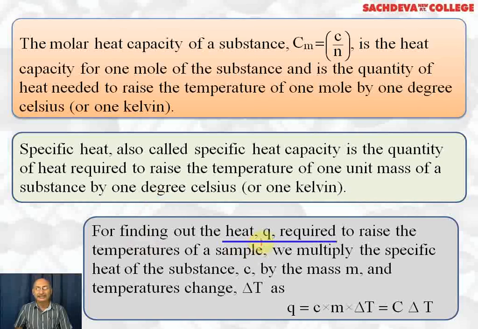For finding out the heat Q required to raise the temperature of a sample or a substance, we multiply the specific heat c by the mass and the temperature change, that is delta T. Q is equal to c into m into delta T. This formula I was mentioning while measurement of delta U. If we want to find out Q at constant volume, that is delta U, so c is specific heat, m is mass of substance, delta T is rise in temperature. Small c into m can be written as C also, which is called molar heat capacity, into rise in temperature.